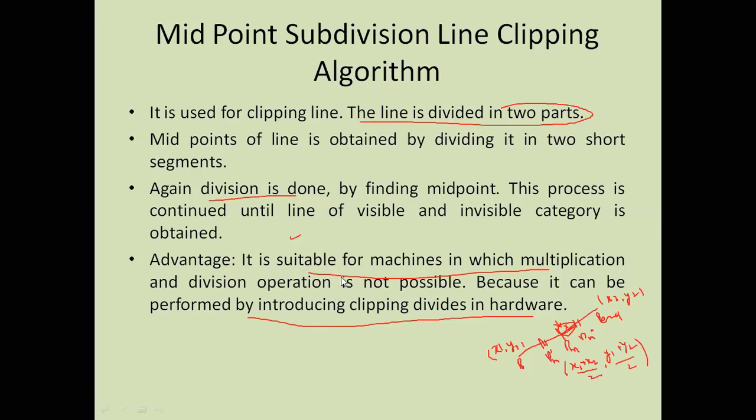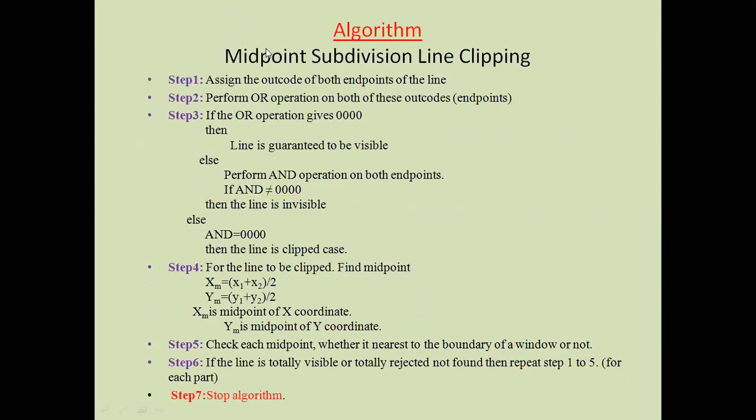So let's see what the steps involved within this algorithm are. The basic rule that we are going to follow is the same, but step 4 has changed. When we come across the clipping case, then in the clipping case we have to divide the line into two subparts, and we have to keep on going until we find whether the line is inside the visible region or outside the visible region.